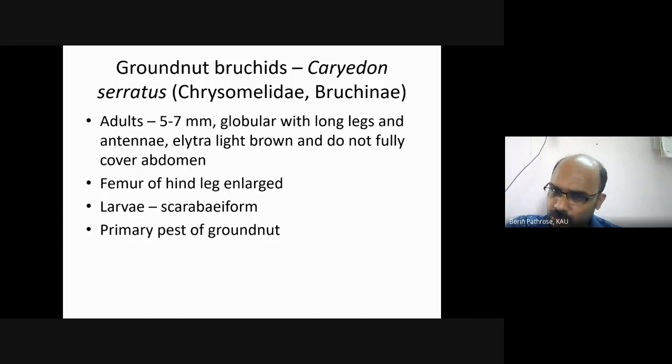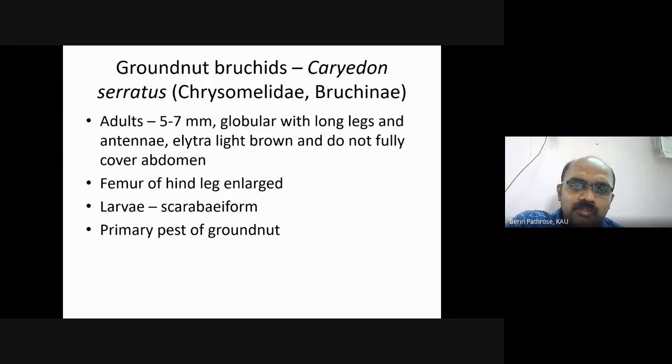You can see this in bruchids as well as most of the chrysomelids. Here you can see the elytra doesn't cover the abdomen fully, and it is light brown in color with long legs and antennae. One typical feature is that the hind femur is enlarged. You can see it over here. This is the hind femur. You might be remembering the segments of an insect like coxa, trochanter, femur, tibia, tarsus, etc. So the femur of the metathoracic leg is enlarged. One more picture I can show you. Yes, here you can see the hind femur is enlarged.